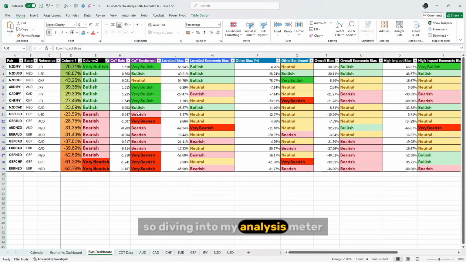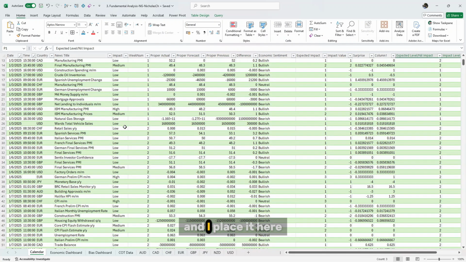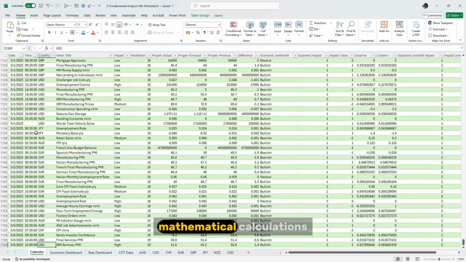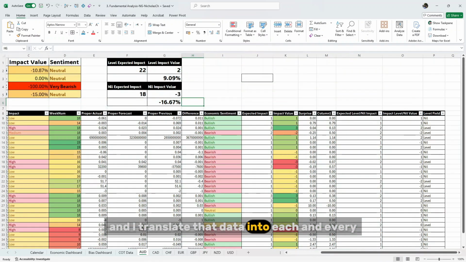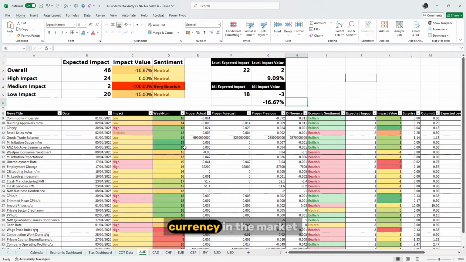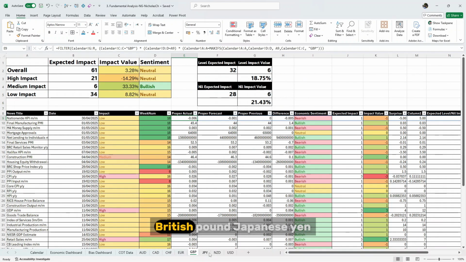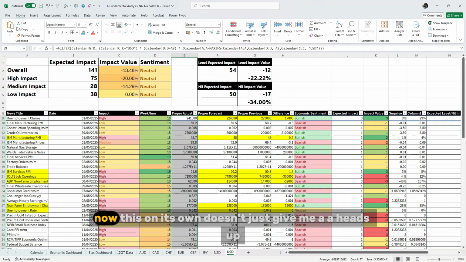So diving into my analysis meter, this is my very own analysis meter. I start with the economic calendar. I copy every single thing on the economic calendar and place it here. This is where I do lots of mathematical calculations. I give it impact values, weight values, and the rest, and I translate that data into each and every currency in the market. So this is for Australian dollar, Canadian dollar, Swiss franc, euro, British pound, Japanese yen, New Zealand dollar, and the US dollar.